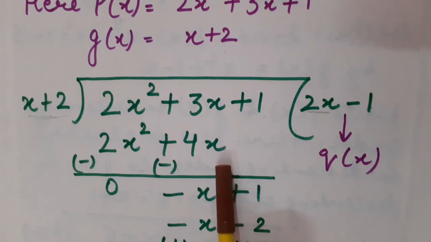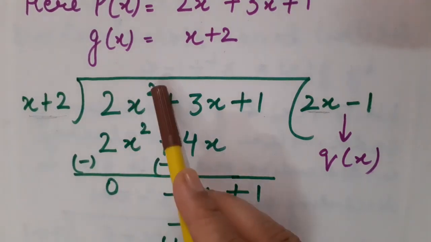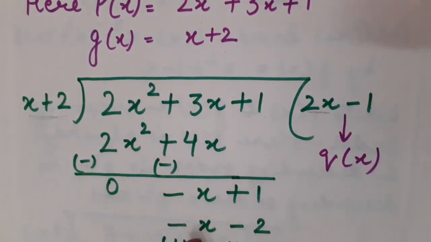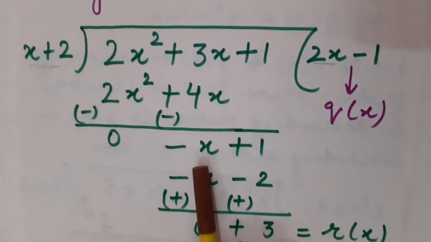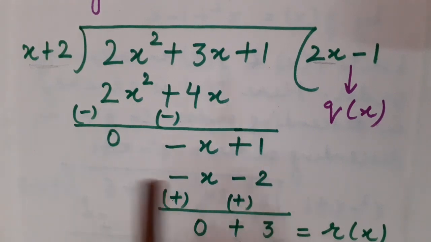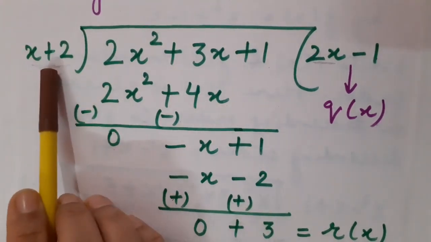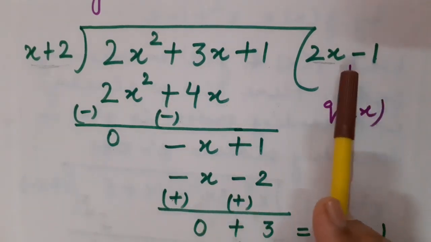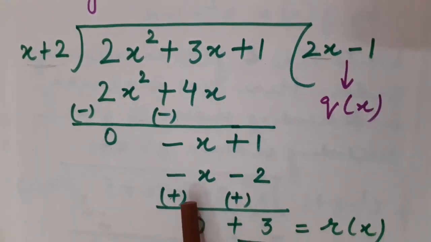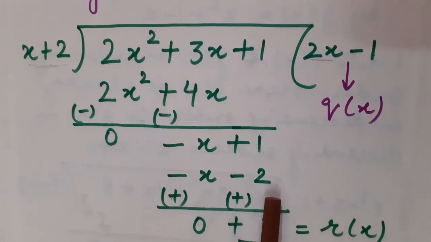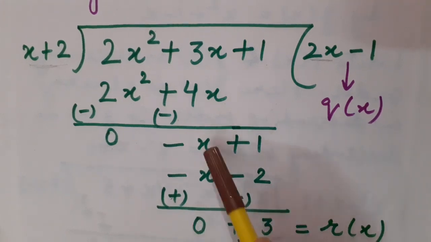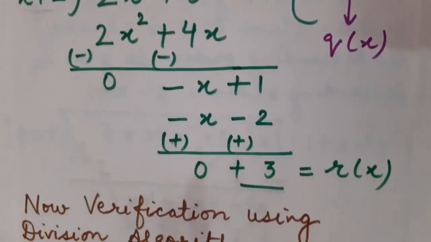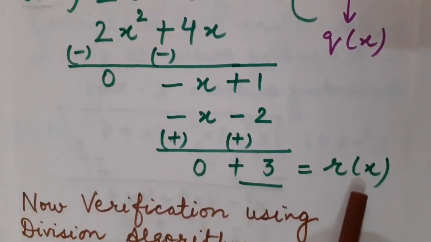In division, you know we have to subtract. So after subtraction, this 2x square and minus 2x square are going to be cancelled. So here what I have got, children, is minus x plus 1. Now by what value should I multiply x plus 2 so that I can get minus x here? So I am going to multiply it by minus 1. I have got minus x minus 2. Changing the sign, minus x and plus x both are going to be eliminated, cancelled. So here I have got remainder as R(x).